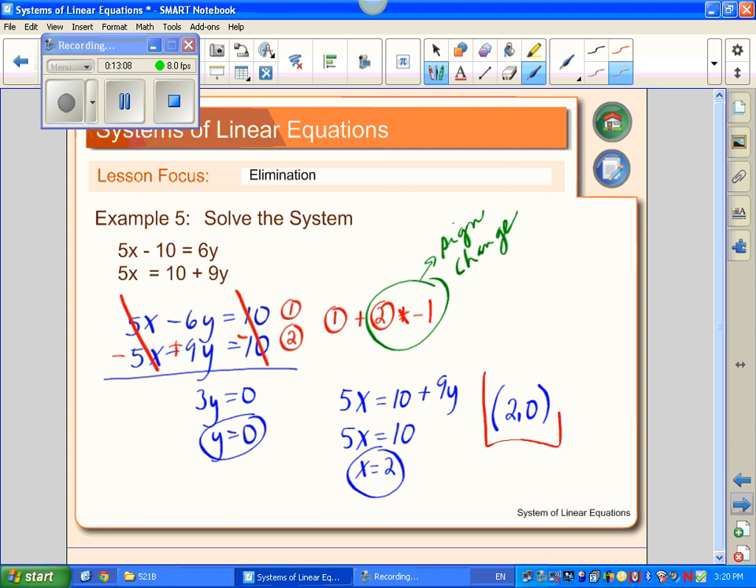So again, I'm going to caution you, you're going to see sometimes where you're going to have x equals 0 or y equals 0. Use it. It's a number. So we're good. We're either going to be on an x or a y axis.